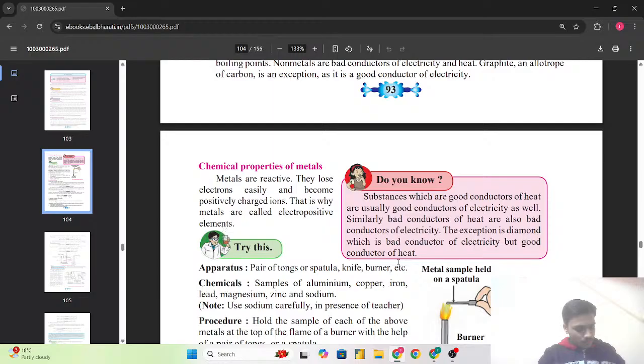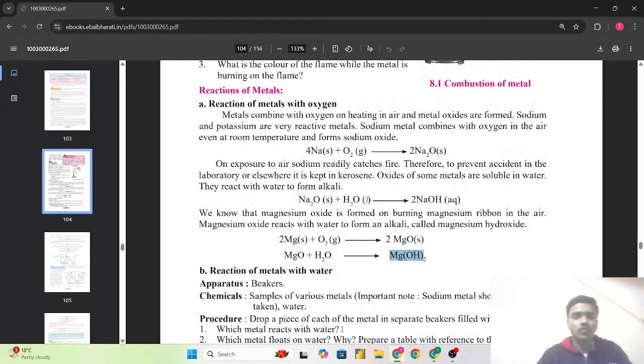Next, we are going to see how the reaction of the metals occurs when they come in contact with different substances. Firstly, we are going to see the reaction of metals with oxygen. Metals combine with oxygen on heating in air and metal oxides are formed. Sodium and potassium are very reactive metals. Sodium metal combines with the oxygen in the air even at room temperature and forms sodium oxide.